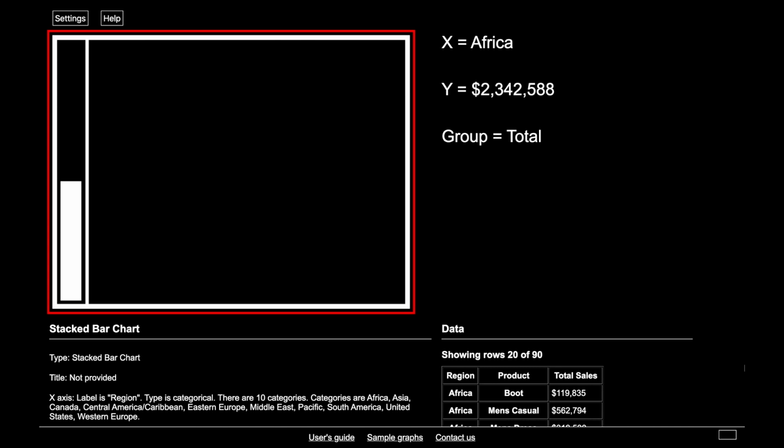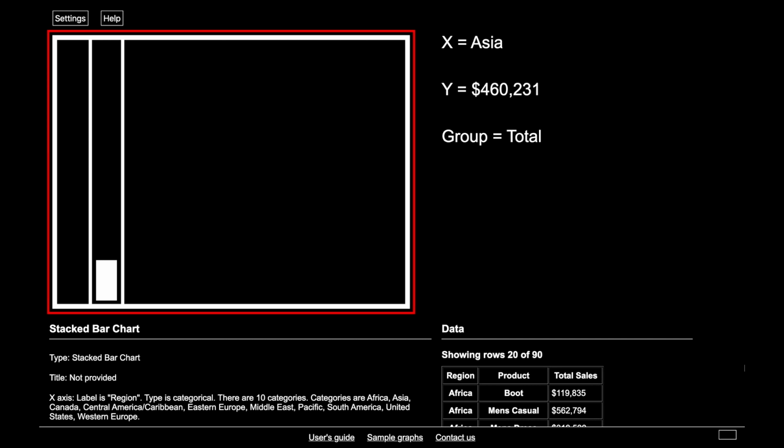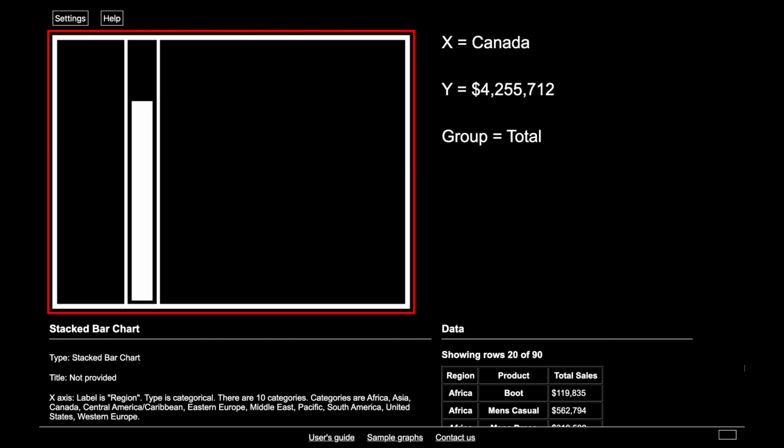Africa, $2,342,588 total. Asia, $460,231 total. Canada, $4,255,712 total. Canada, $989,350 women's dress. Canada, $410,807 women's casual.